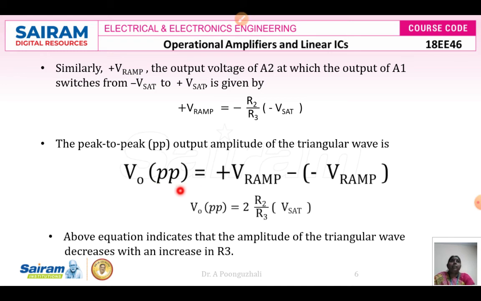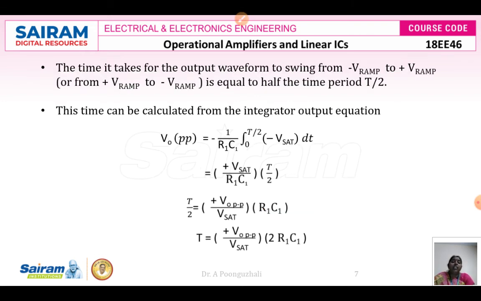Now I want to find out what is going to be the peak to peak output amplitude. Peak to peak output amplitude V0 peak to peak is plus Vramp minus of minus Vramp. So if I substitute those values, my V0 peak to peak is going to be 2 into R2 by R3 into Vsat. So here we can say that the amplitude of the triangular waveform is going to decrease when the R3 value is going to increase.